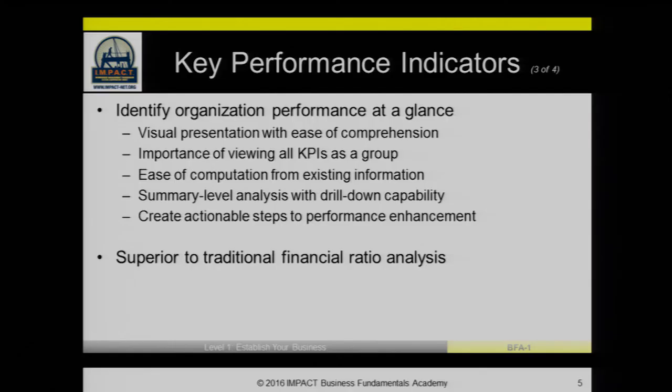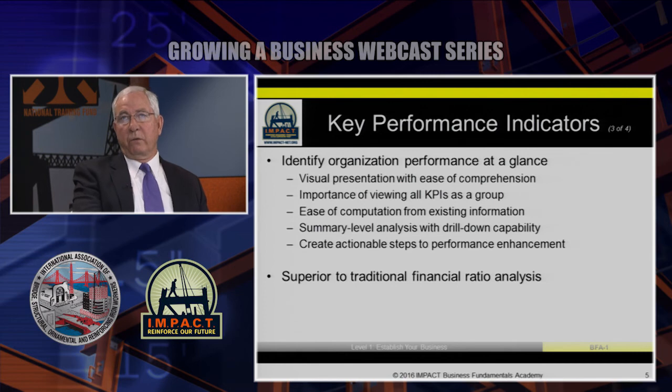So we felt it was important for you to view the KPIs as a group, but also have some visual presence to them so that there was ease of computation from existing information and also a summary level drill down capability, so that you could go from the summary level down to the specific detail that was involved on the particular project or circumstance that you were looking at. And also help, because they're behavior based, what are the actionable steps then to improve the performance? What are the things that these indicators are working towards?